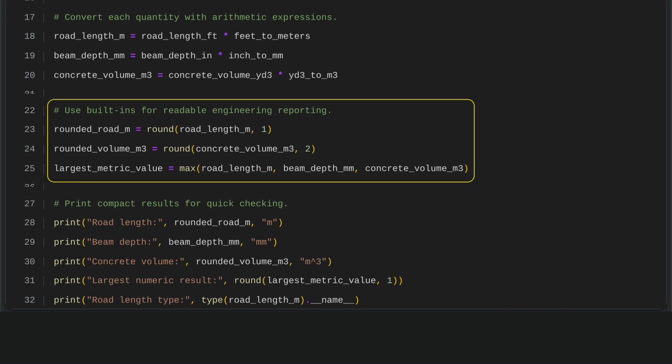Then compare the road length, beam depth, and concrete volume to identify the largest converted measurement and get a quick sense of their relative scale.